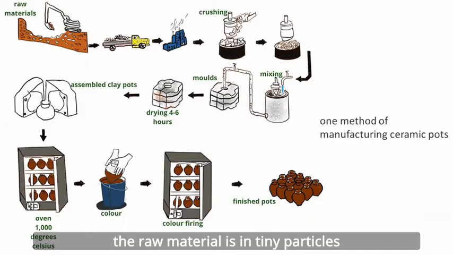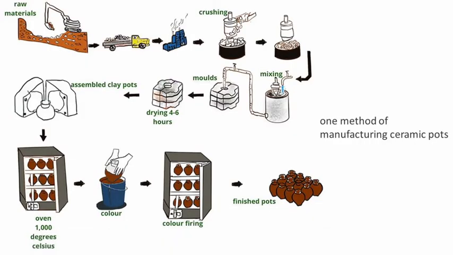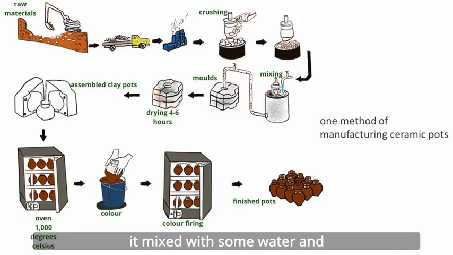The raw material is in tiny particles. It is mixed with some water and formed into a desired shape by a mold. It's called a green body, or a green ceramic. In this step, the formed green body is still soft, without any strength. Finally, it's the firing process, also called the sintering process, which turns the green body into the ceramic tiles or pots.